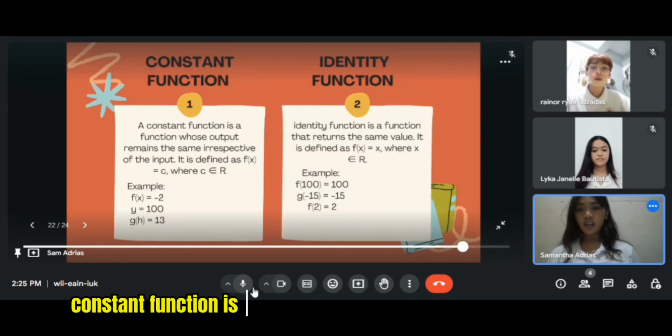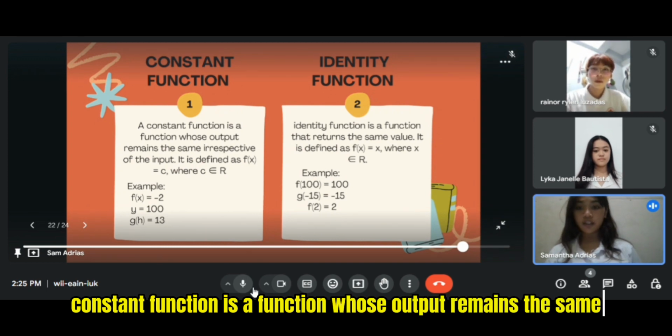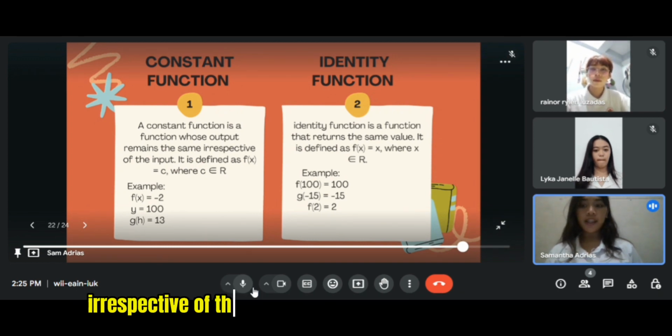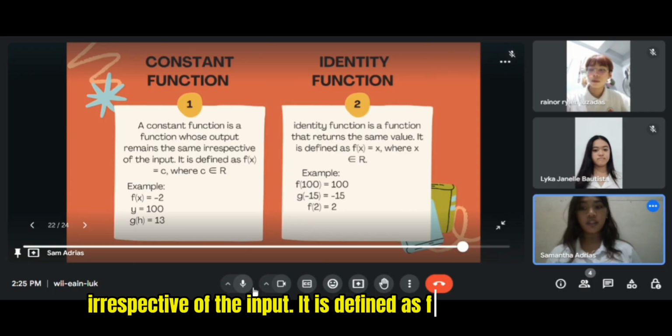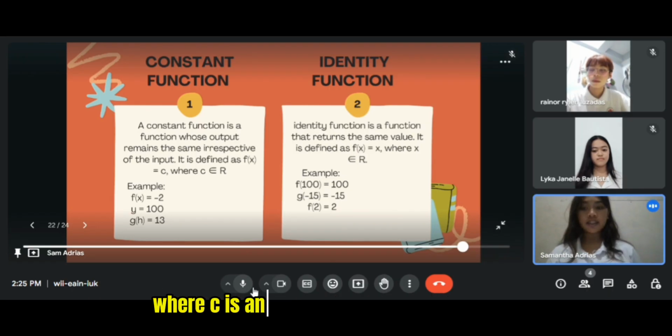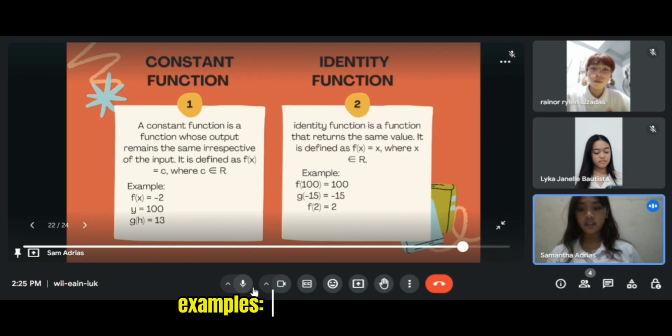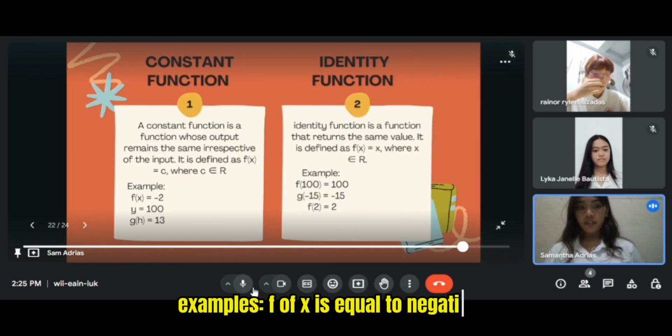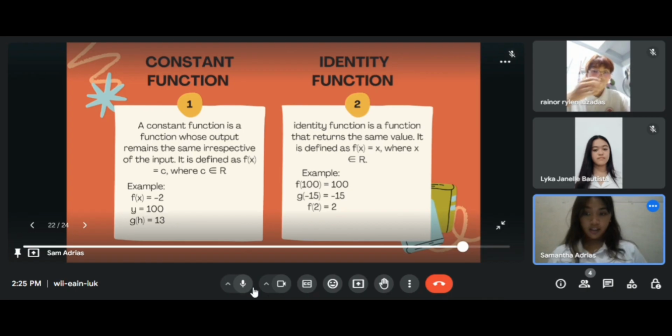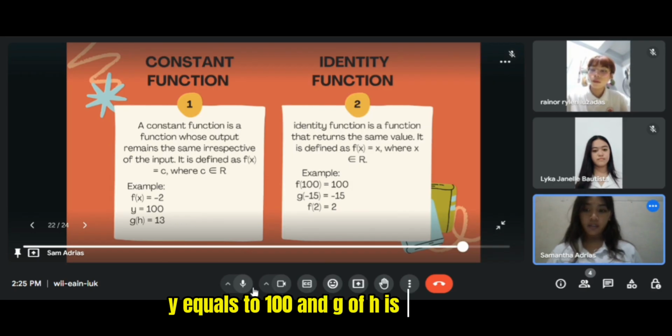Difference between constant function and identity function. A constant function is a function whose output remains the same irrespective of the input. It is defined as f(x) = c, where c is an element of the real numbers. Example: f(x) = -2, y = 100, and g(h) = 13.